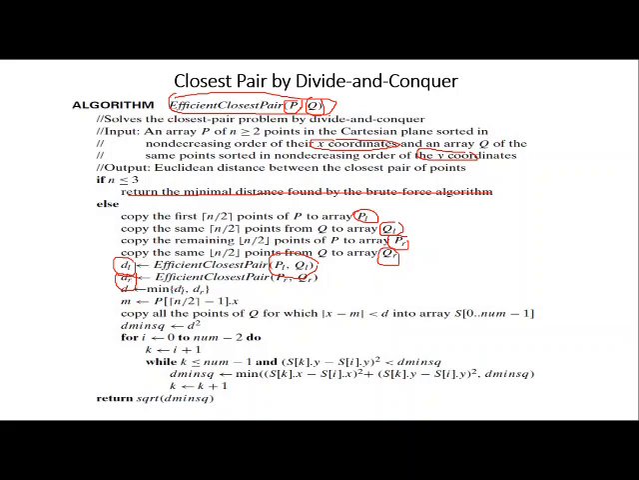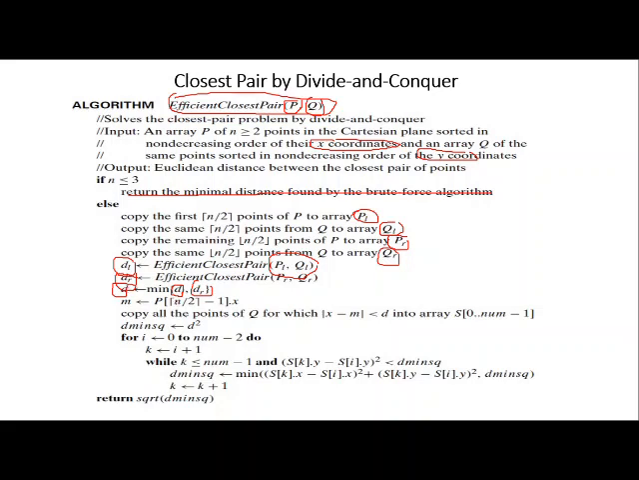And next, because it's split into two, the left and the right, with some median line there, we have two distances here, distance for the left and distance for the right. Finally, we need to take the minimum of the distance for the left and the distance for the right, and assign it to D here.